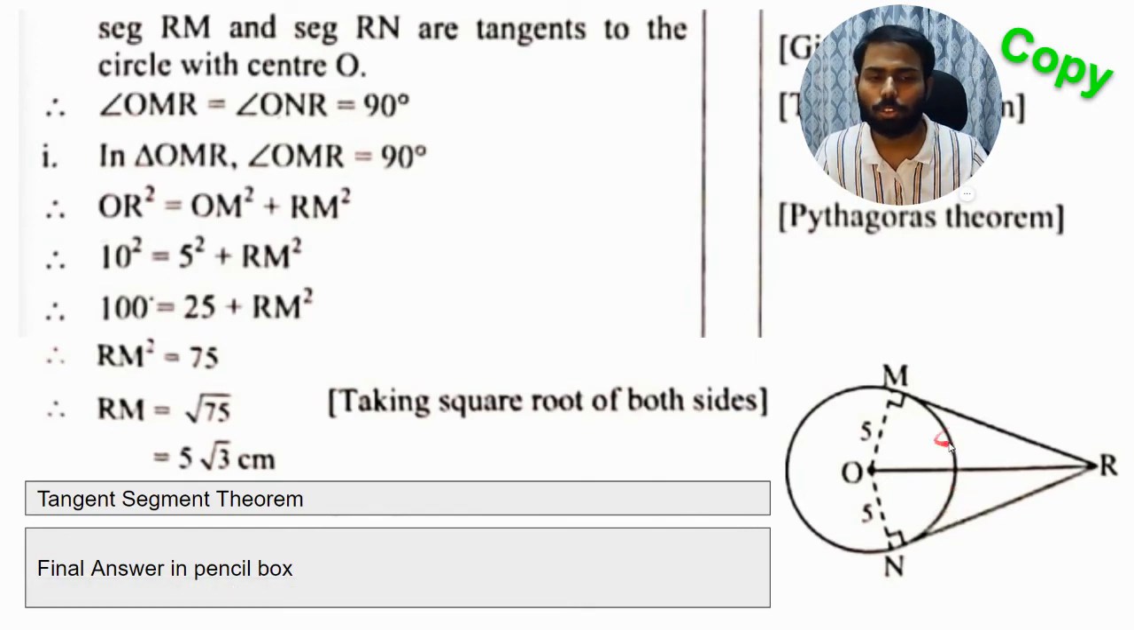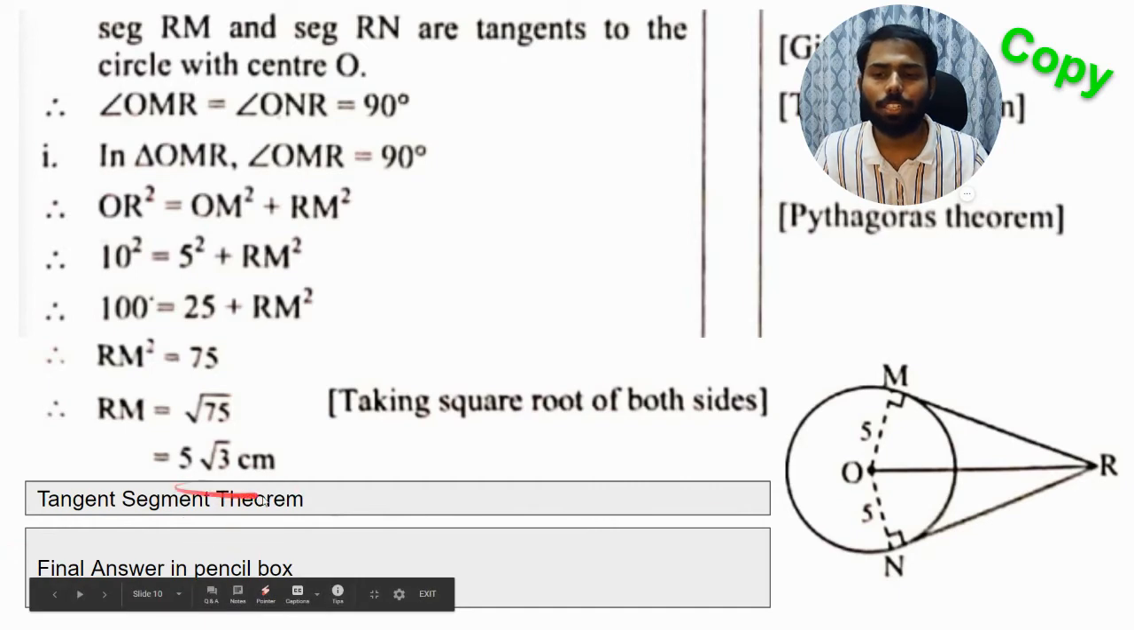So इसमें जैसे Pythagoras theorem use किया वैसे यहाँ पे भी Pythagoras theorem करो, you will get the answer. Or what you can do is use the tangent segment theorem. What does the tangent segment theorem tell you? If you draw two tangents from an external point of a circle, the tangent segments are congruent.